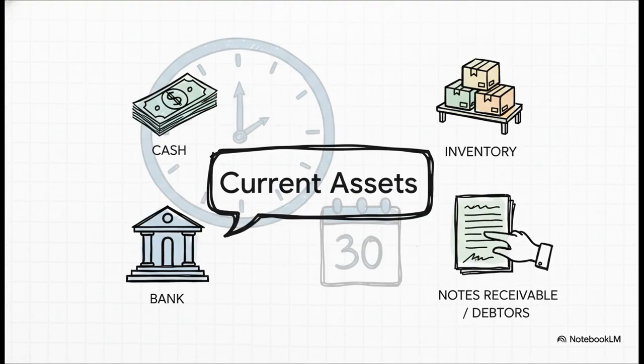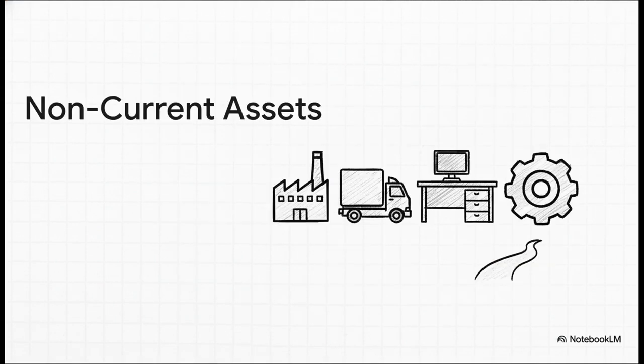First up, we've got current assets. Think of these as the fast-moving items. It's stuff that is either cash already or can be turned into cash pretty quickly. We're talking within a year. You know, cash in the register, money in the bank account, products sitting in the warehouse waiting to be sold, and even money that customers still owe you. Then, on the other hand, you have the non-current assets. These are the big-ticket, long-term players. The things a company needs to run its business but isn't planning to sell anytime soon. We're talking about the office building, the delivery trucks, all the computers, and the heavy machinery on the factory floor.